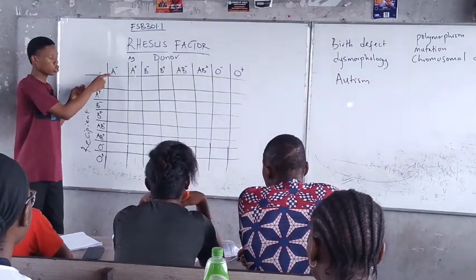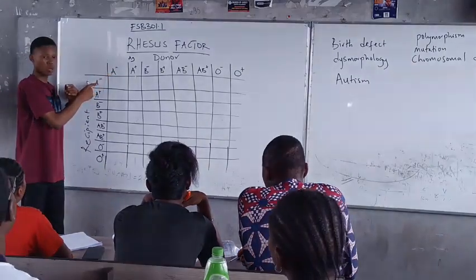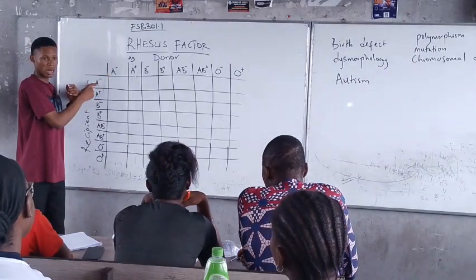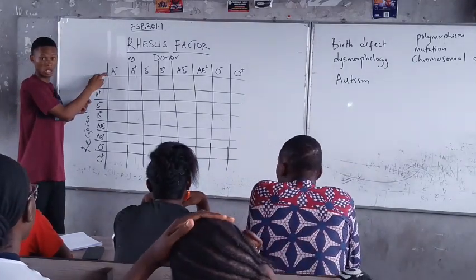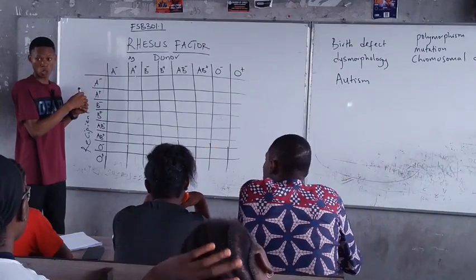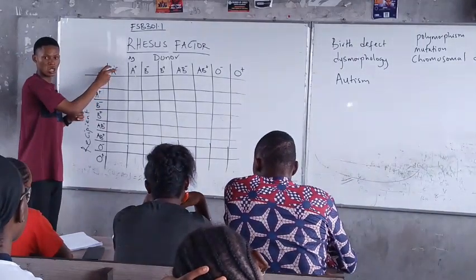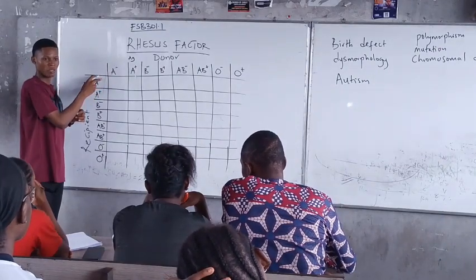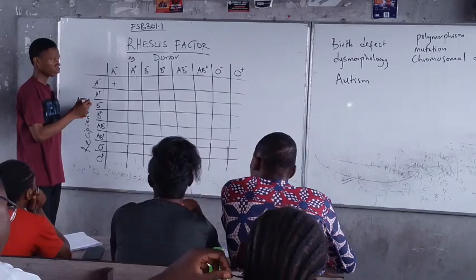Yes. What antigen do we have here? Antigen A, right? What antibody do we have here? Antibody B, right? So antibody B cannot fight against antigen A. So normally it's supposed to be positive, right? Now, this one does not have the rhesus factor, right? This one does not have the rhesus factor. There is no problem. Do we get?